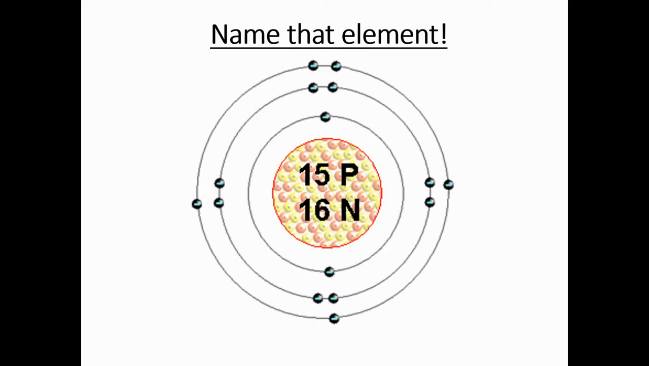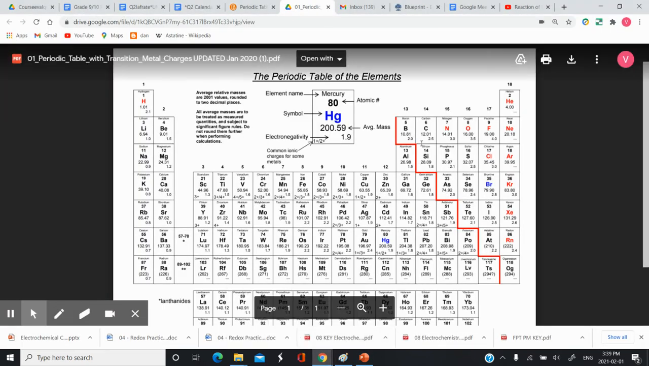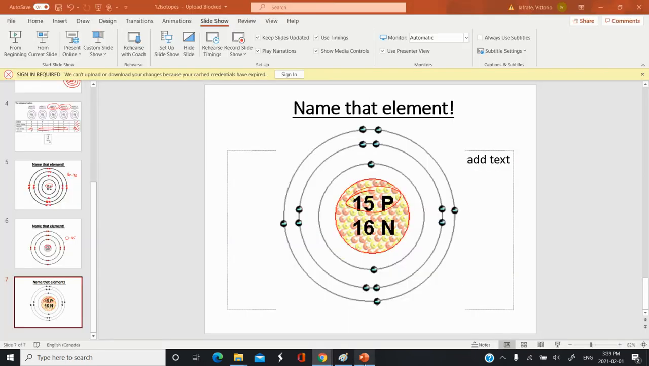And then we get to this element over here. So we have 15 protons. So once again, let's focus on the protons first. So 15 protons means our atomic number is 15. That means phosphorus. So this is phosphorus. And if you want to find the mass, you do 15 plus 16, 31, phosphorus 31.